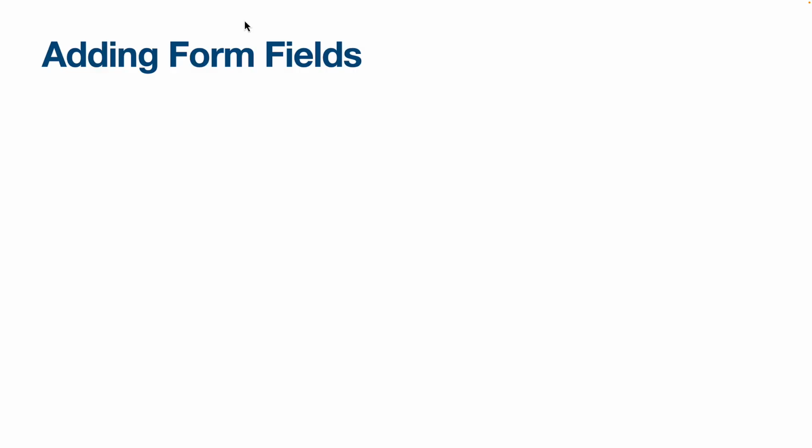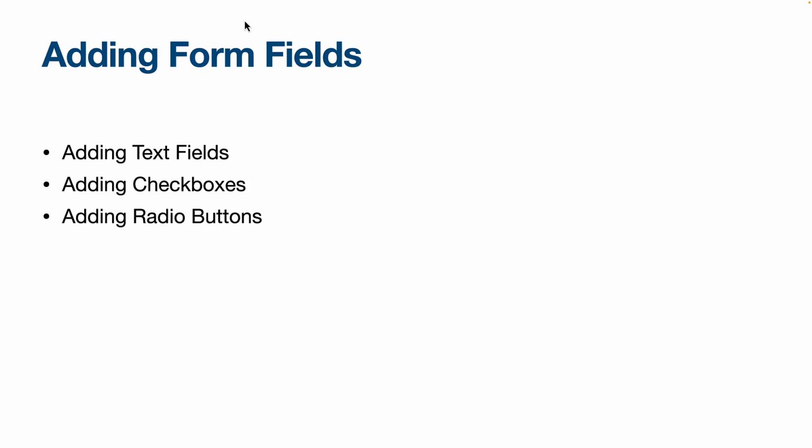Adding form fields. We're now going to add form fields to our document. And in the PDF form that we're creating, we have a couple of key form field types that we're going to be using, which include text fields, checkboxes, as well as radio buttons.